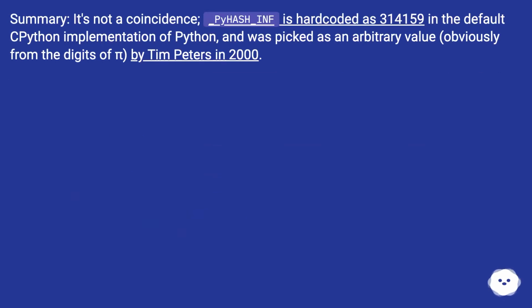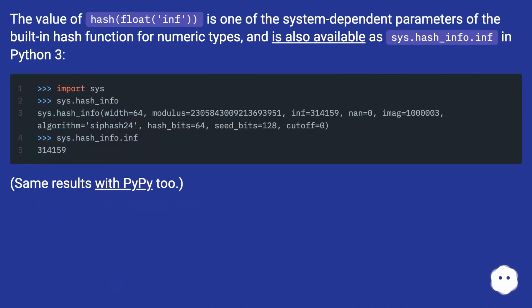_PyHASH_INF is hard-coded as 314159 in the default CPython implementation of Python, and was picked as an arbitrary value, obviously from the digits of pi, by Tim Peters in 2000. The value of hash(float('inf')) is one of the system-dependent parameters of the built-in hash function for numeric types, and is also available as sys.hash_info.inf in Python 3.